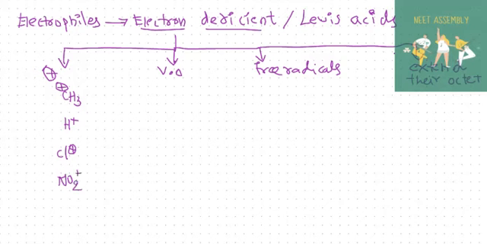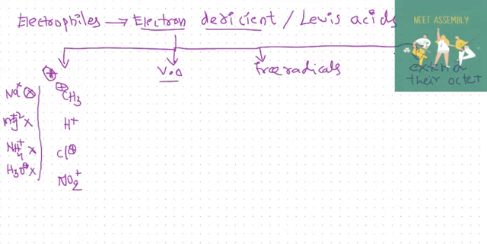Besides these, for example Na plus cannot act as an electrophile. Mg plus 2 also cannot act as an electrophile. NH4 plus also cannot, and H3O plus also cannot act as an electrophile. So anything that has a positive charge and can accept a pair of electrons can act as an electrophile.